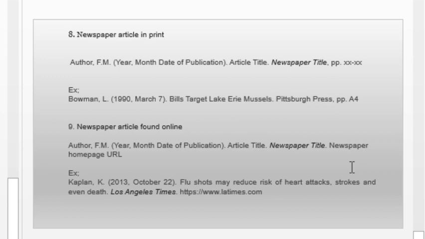So if it's found online, because it is still a newspaper, you have to include the year, the month, and the date itself. And then the difference with printed is that you include the URL of the newspaper, or the homepage URL of the newspaper.